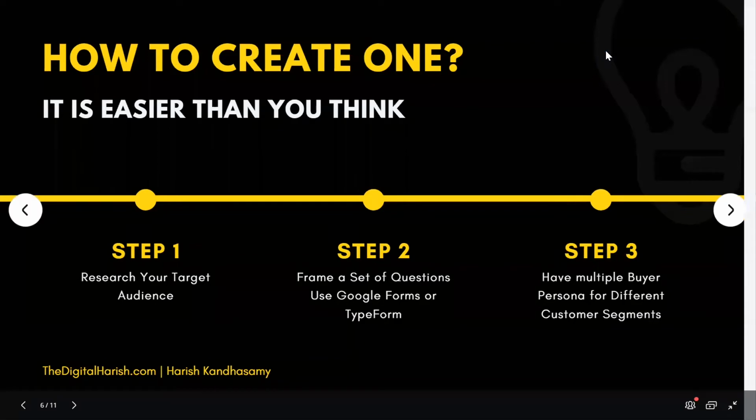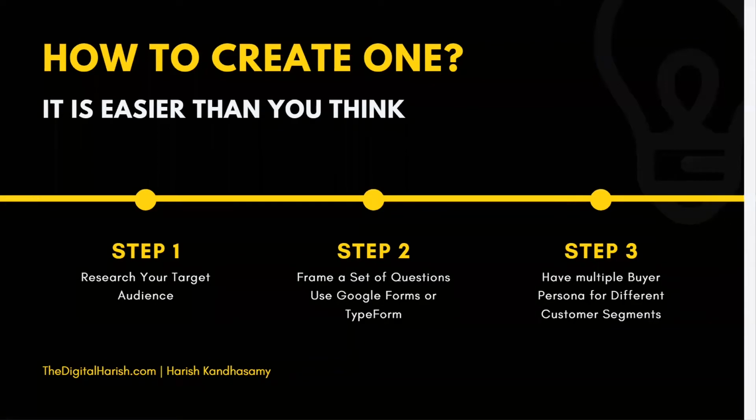And step 3 is to create multiple buyer personas. It is applicable if you have multiple customer segments. Let's say your business has different customer ranges like students, parents, and entrepreneurs. So you need to create 3 different sets of questions for each customer range. It is absolutely okay to have multiple buyer personas because you cannot understand the students with the details of entrepreneurs, right? So it is okay to have multiple buyer personas for your business.